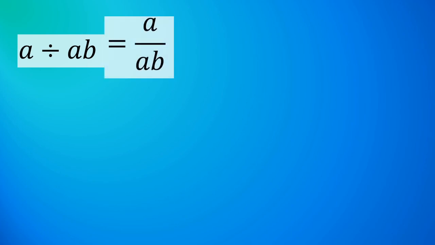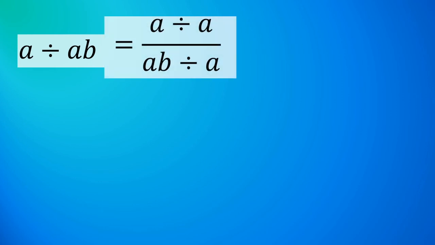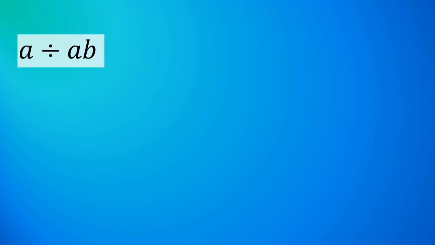I would now like to use algebra to explain why you divide fractions in this way no matter what similar problem you may come across. A divided by AB, where A is one number and B is yet another number. AB means A times B. Anyway, A divided by AB is equal to A over AB. I can simplify this fraction by dividing both the numerator and the denominator by A. A divided by A is 1, and AB divided by A is B, so this would be equal to 1 over B.